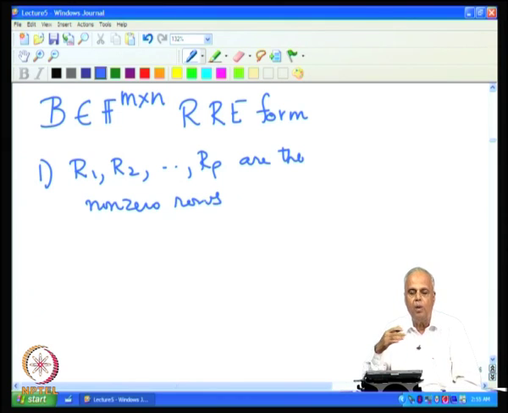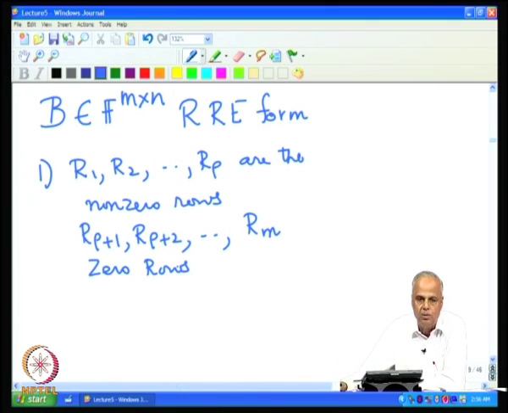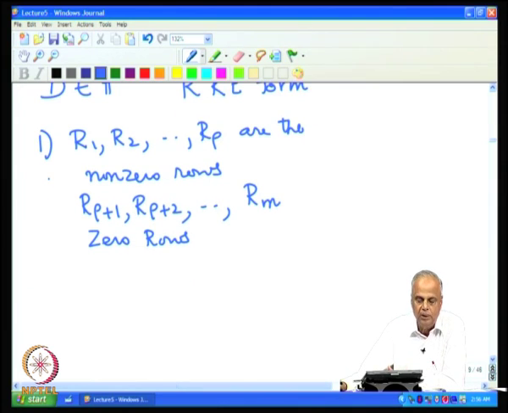Since they appear always, the non-zero rows appear on top, they will take all the first few indices for the rows, and then the remaining rows are the 0 rows, row rho plus 1, rho plus 2 up to the mth row. So, it will have rho non-zero rows, they will all appear on top, and it will have m minus rho 0 rows, they will all appear at the bottom, that is after the non-zero rows.